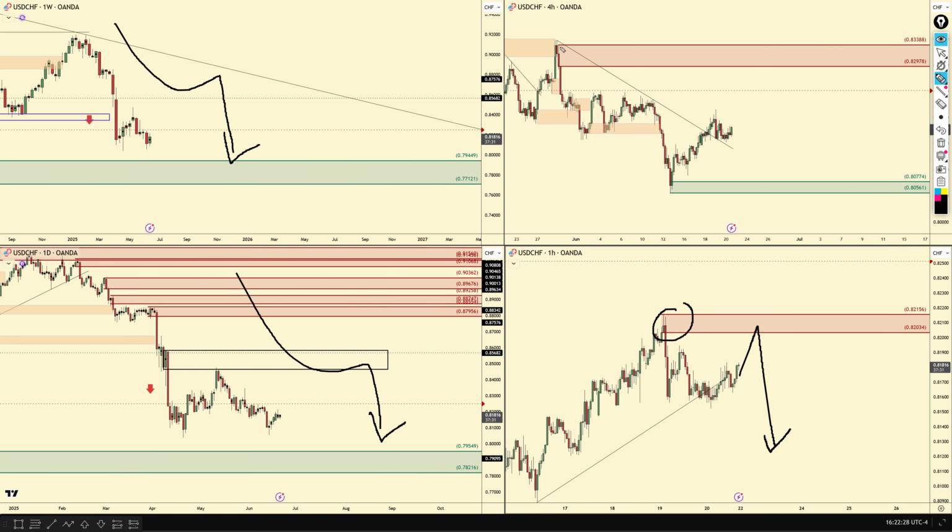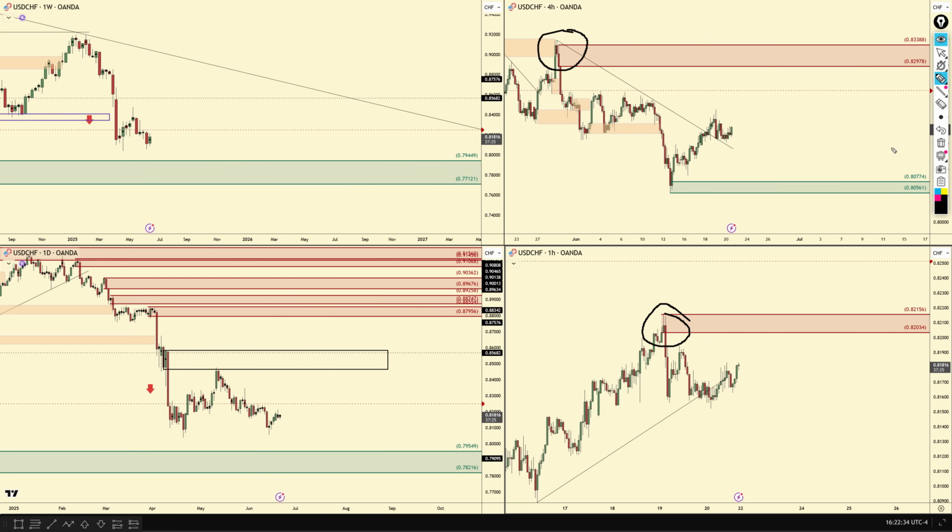The only thing that makes me worried is that we have a better 4-hour supply above. So you could be playing both the 4-hour supply zones and the 1-hour supply zones. And then if you're feeling a little bit risky, a 1-hour demand zone down below for maybe a quick move here on the USD Swiss.